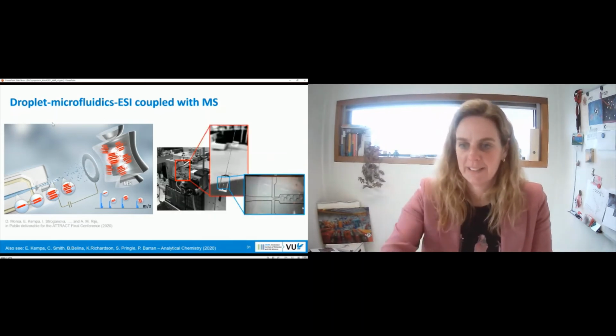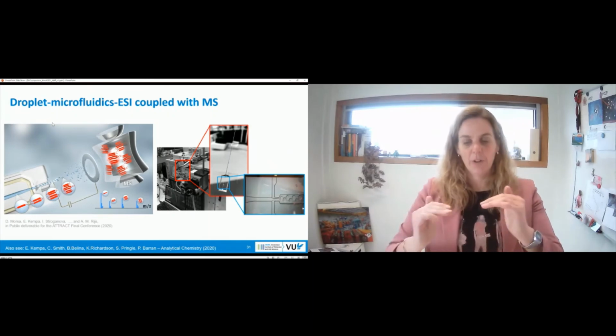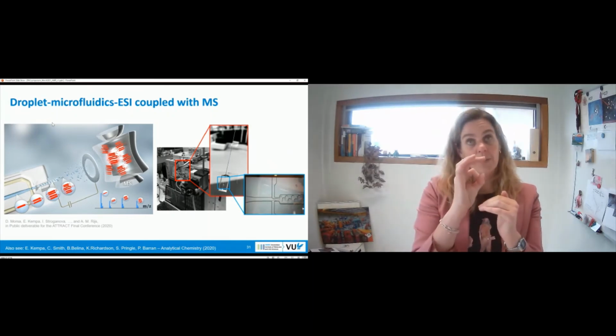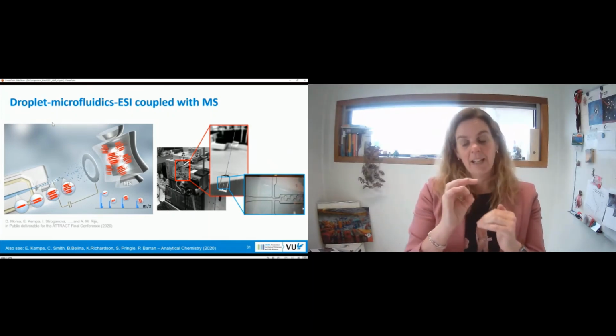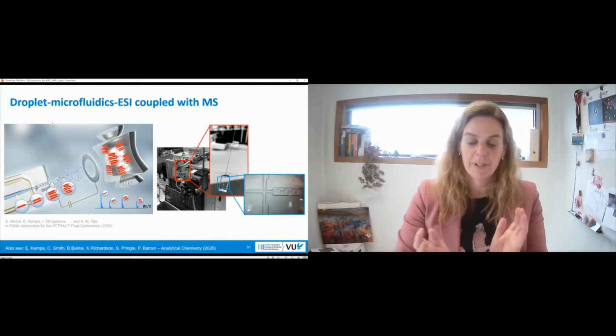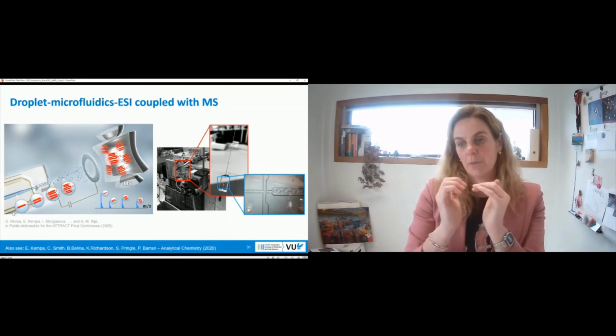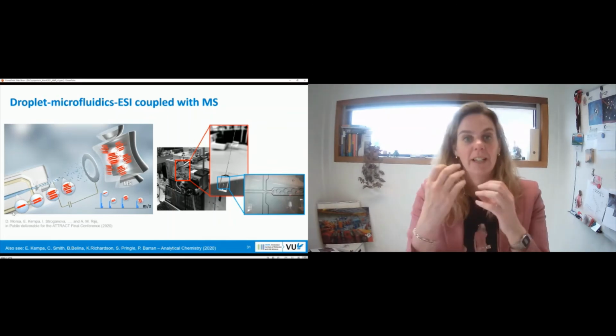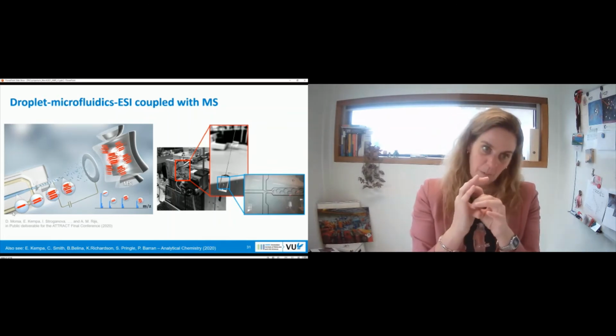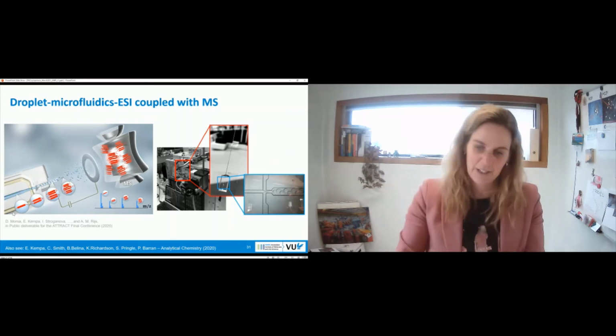So we have this chip where we have an oil phase and an aqueous phase with our peptide on it. And if you bring this oil phase and this aqueous phase together, you get this formation of droplets. And then in each droplet, we ideally have one aggregate formed.